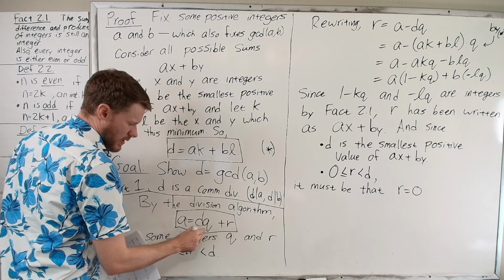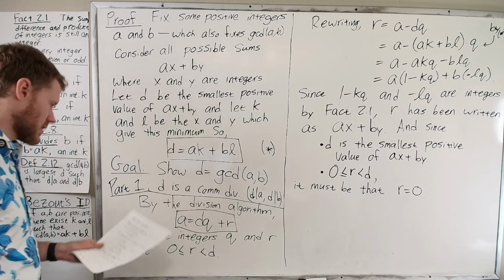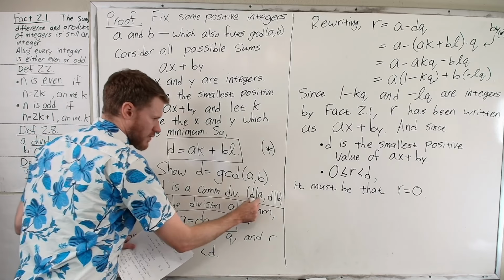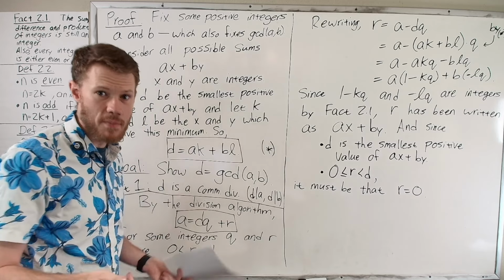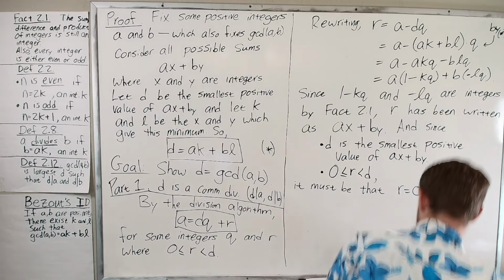Because remember, if R is 0, then A equals DQ, and by the definition of divides, this means that D divides A, which is half of what we wanted to show. Right? We want to show that D was a common divisor, so it divides A and divides B. So that's halfway there.